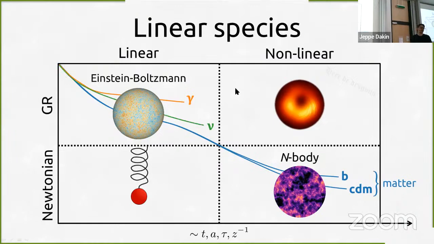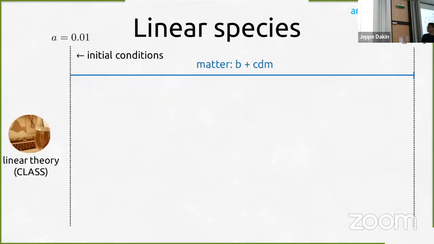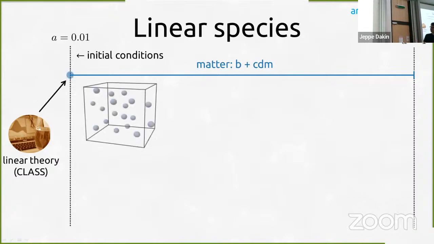And we have neutrinos, which also remain linear, more or less, throughout the universe. Okay, so let's try now to incorporate these linear species, the photons and the neutrinos. So here's my personification of the CLASS code and another timeline. So we use CLASS to set up the initial conditions for the matter particles.